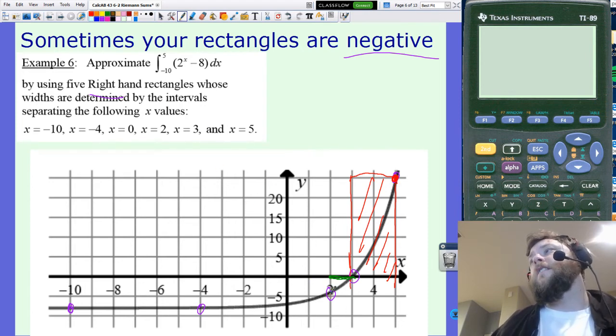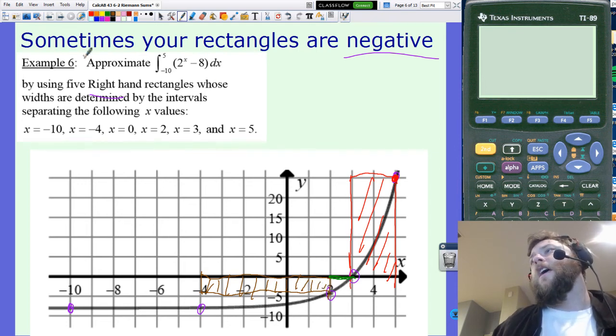Now, the next one, no, that was my bad. That's not even right. Wait, no, that's right. Okay, this next one is the right-hand point here, and it's going to go all the way over to here. So watch, it's going to be this area. It's going to be this rectangle. It's actually going to look like this. I tried to draw straight. Didn't really work. It's going to be this area right here, and that's actually going to be negative rectangle land right there.